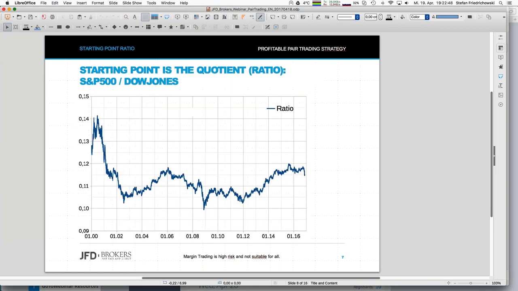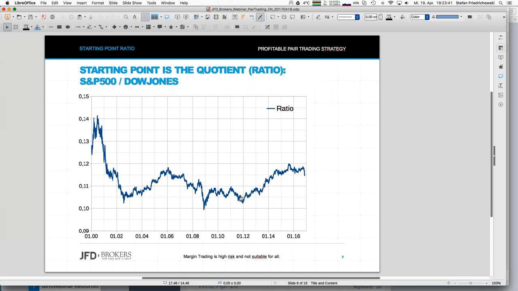And if you do the next step here, you will see it much more in detail. What I have done now is I have created the quotient of the two prices. In this case, it's S&P 500 divided by Dow Jones. So you take the price of a specific date, and then you divide one by the other. Overall, that ratio is between 0.11 and 0.12, more or less constant, but there is, let's call it, a little bit of trend behavior, even in that ratio.